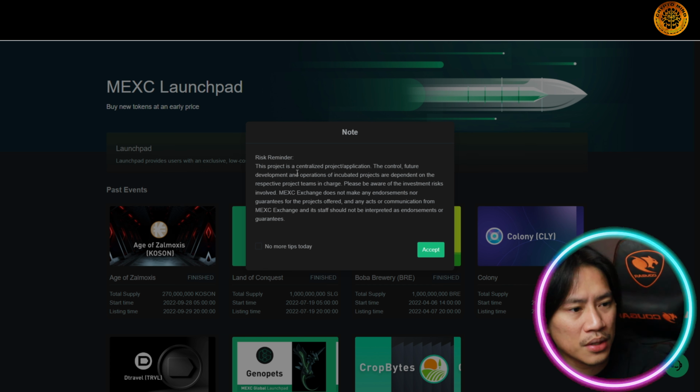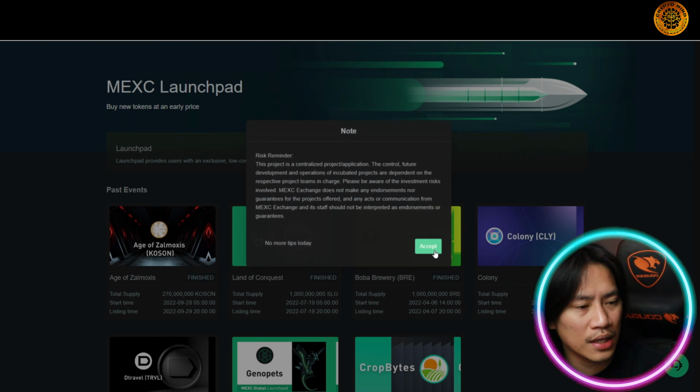So, risk reminder: Launchpad is a centralized project application. Control of future development and operations of incubated projects are dependent on the respective project teams in charge. Please be aware of the investment risks involved. MEXC Exchange does not make any endorsements nor guarantees for the projects offered, and any acts or communication from MEXC Exchange and its staff should not be interpreted as endorsements or guarantees. Okay, so go ahead and accept that.